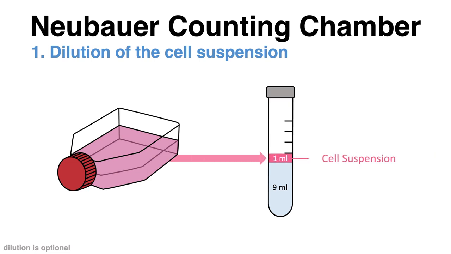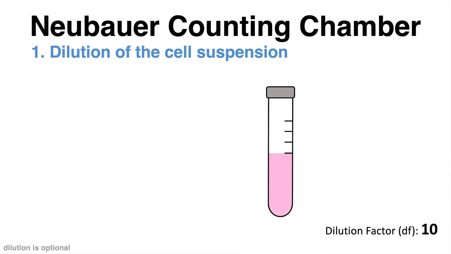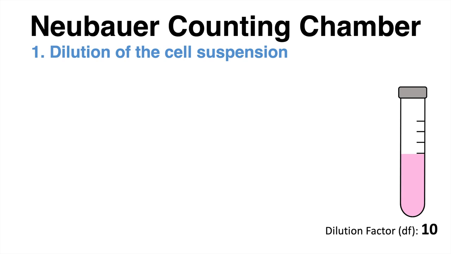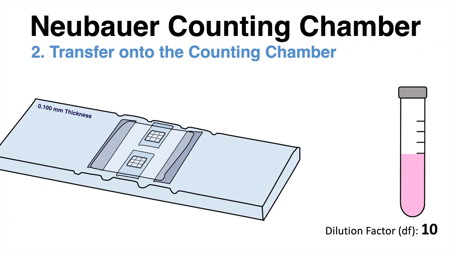1 milliliter of the cell suspension is, for example, diluted in 9 milliliter of water or medium, making a total volume of 10 ml. This 1:10 dilution can also be described as a dilution factor of 10, which will be required later in the calculation step. The next step is the application of the sample onto the Neubauer counting chamber. Usually, the applied volume is 10 microliter.